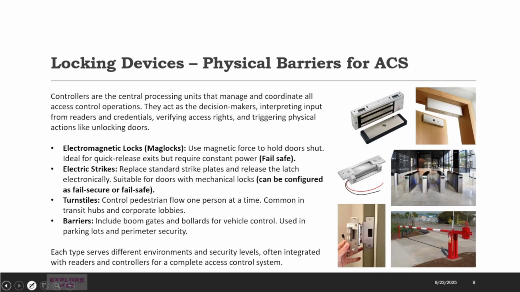Next one, locking devices is a very crucial part of access control, because if the door is not locked, then what is the meaning of the other systems, okay.